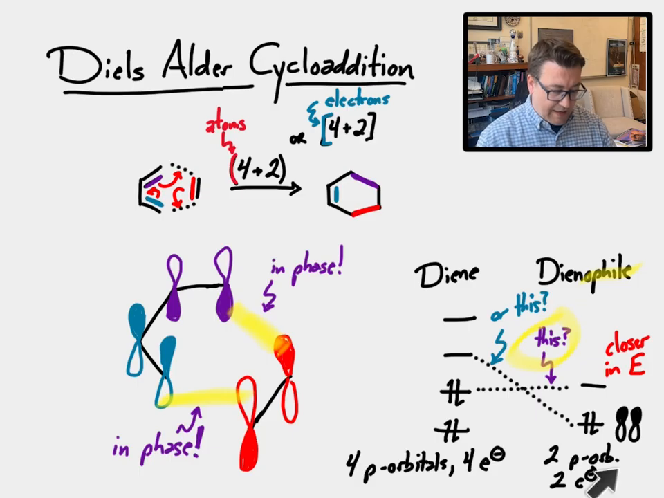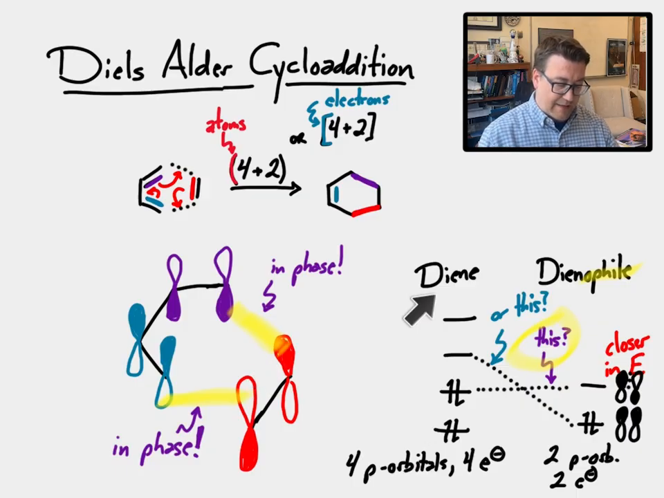When we're looking at how to think about why this is drawn this way, the lowest orbital of a diene or of an alkene system is always going to have 0 nodes. So this has 0 nodes across it. And the next energy level up has 1 node. So you notice there's a node right here.